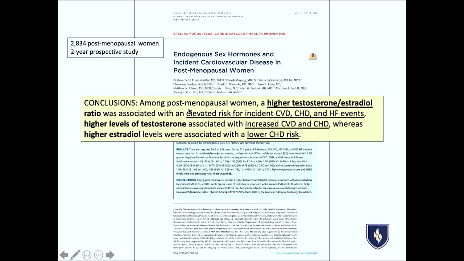they found that among postmenopausal women, higher testosterone and lower estrogen ratio was associated with elevated risk for coronary vascular disease, coronary heart disease, and heart failure events. Higher levels of testosterone were associated with increased coronary vascular disease and coronary heart disease, whereas higher estrogen levels were associated with lower coronary heart disease. The bottom line is it's the opposite effect.